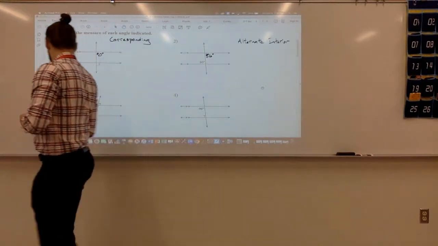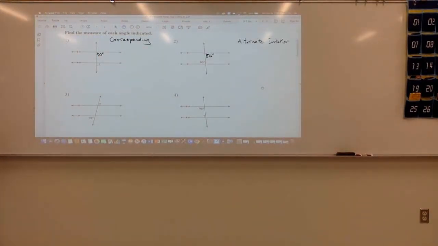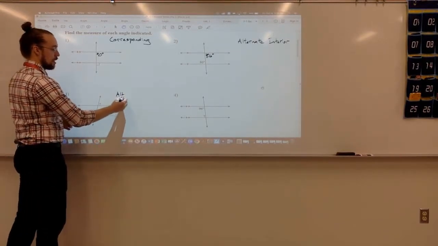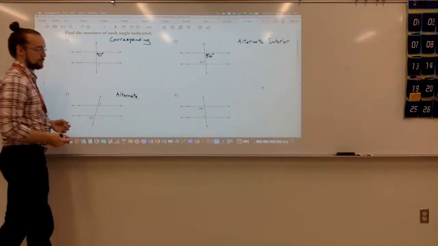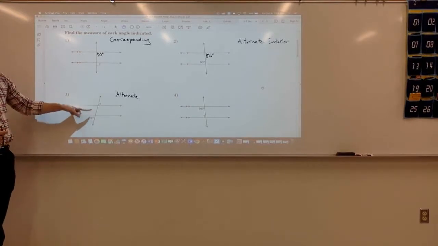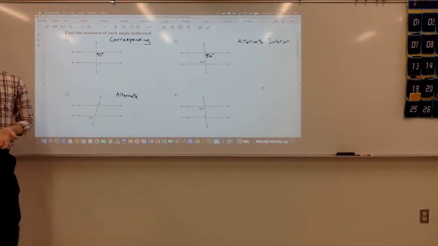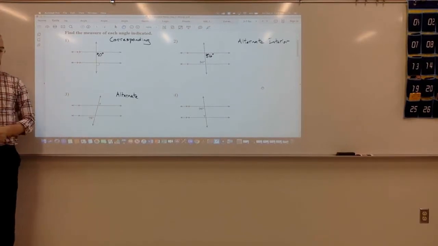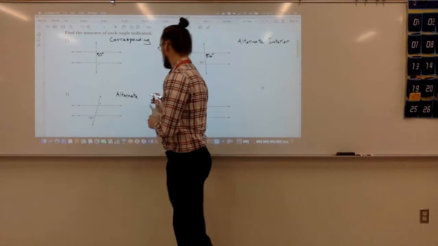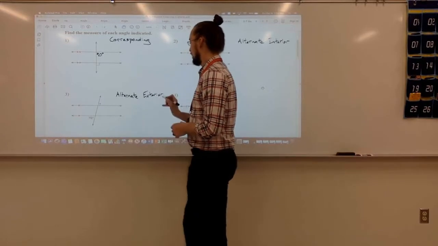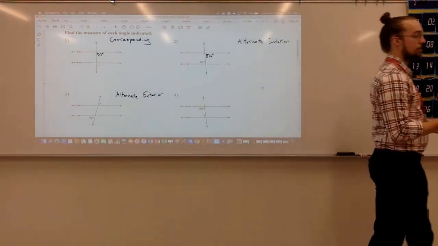How about number 3? What's the name of that relationship? Alternate exterior. Is there any other kind of exterior? We could have consecutive exterior, but we don't have that. That would be on the same side of the transversal on the outside, but we didn't really talk about that. I don't know why that's not in the curriculum. We could say that those are supplementary angles, but it's not really part of the curriculum. I'm not sure why. So, what is the relationship between alternate exterior angles?